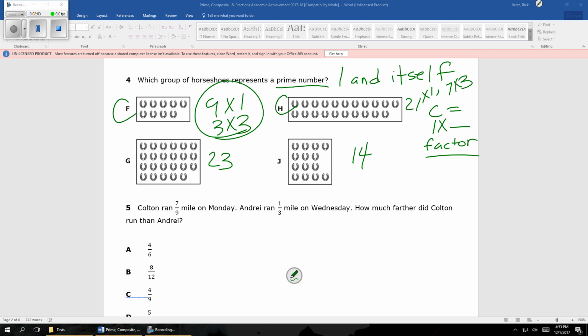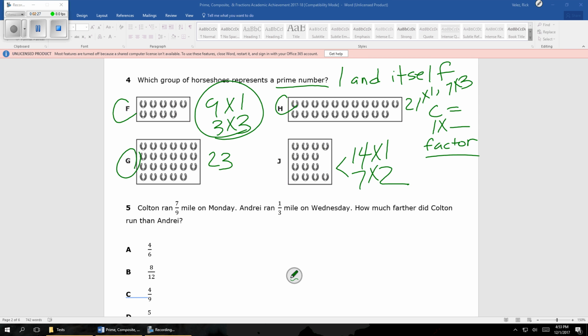We're looking for prime. Go to J, 14. We should know our fact families for 2. 2 times 7 is 14. Therefore, it is a composite because 14 times 1, and you also have 7 times 2. You have 2 groups of fact families, or factors. The only obvious answer is G, 23.